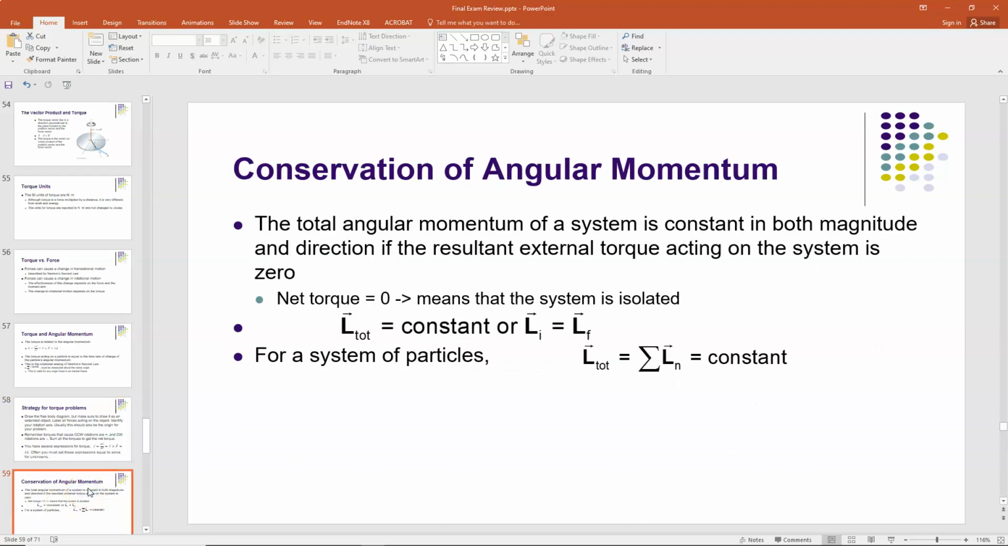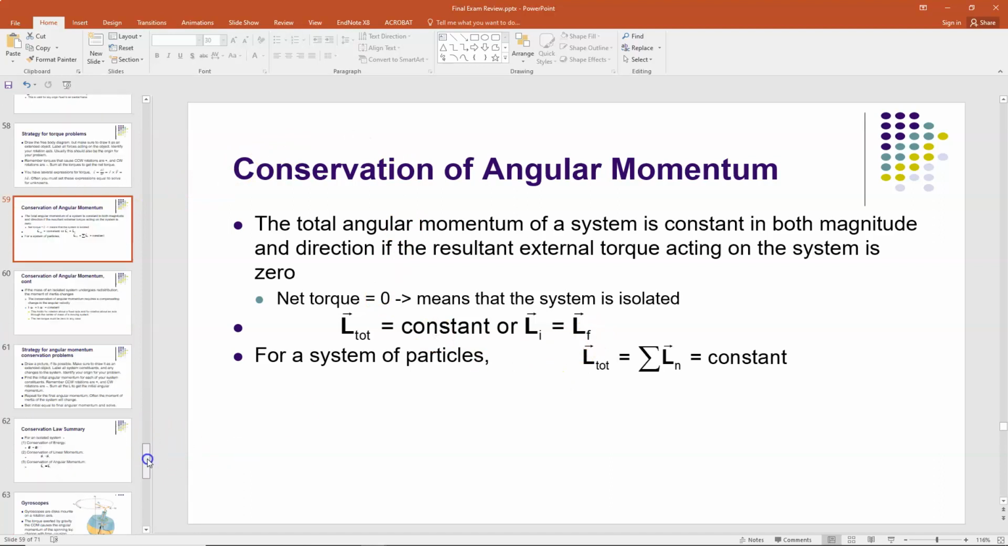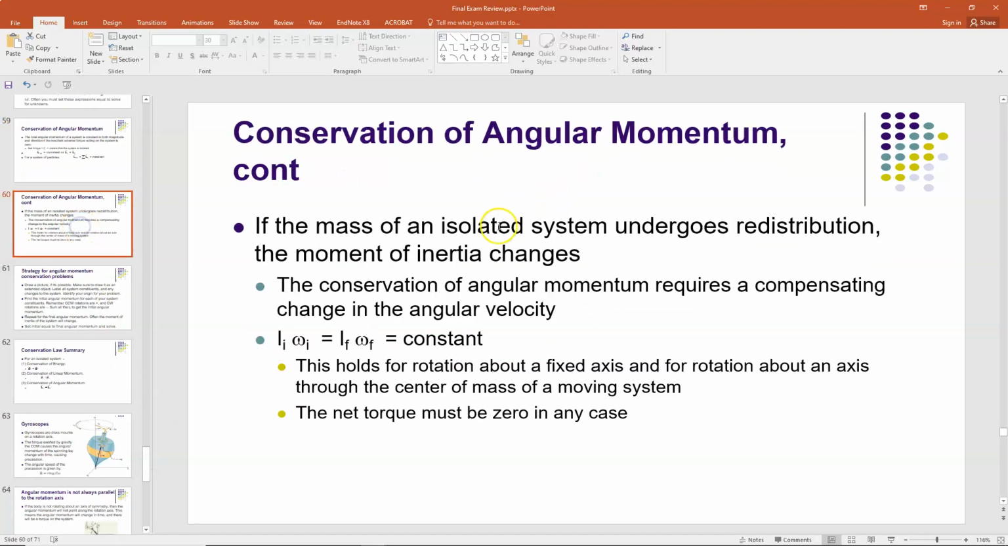Now, if the net torque of a system is 0, in other words, there's no external forces causing a rotation, then that means that angular momentum is conserved because torque is equal to 0, which means dL/dt is equal to 0, which means L is a constant, or L initial equals L final. And we did a whole host of problems on those.